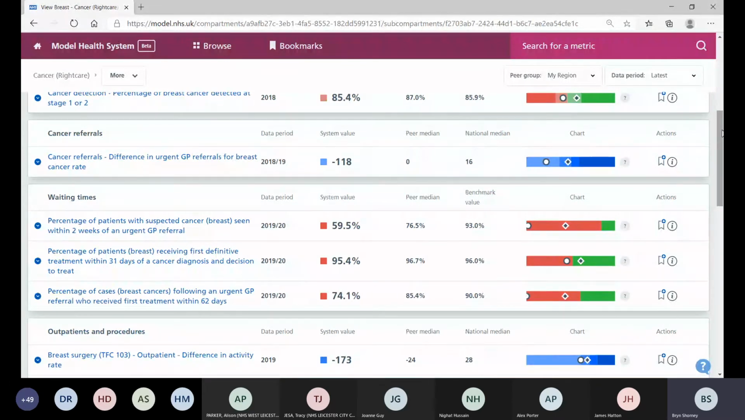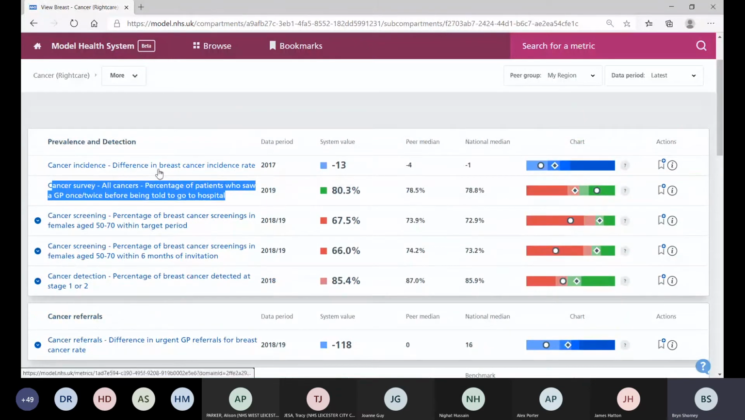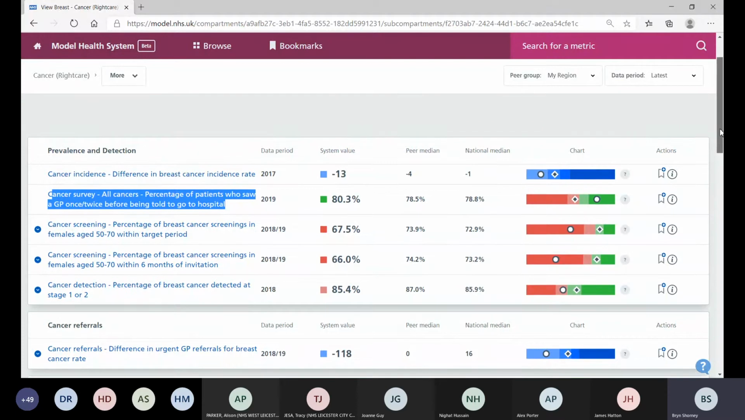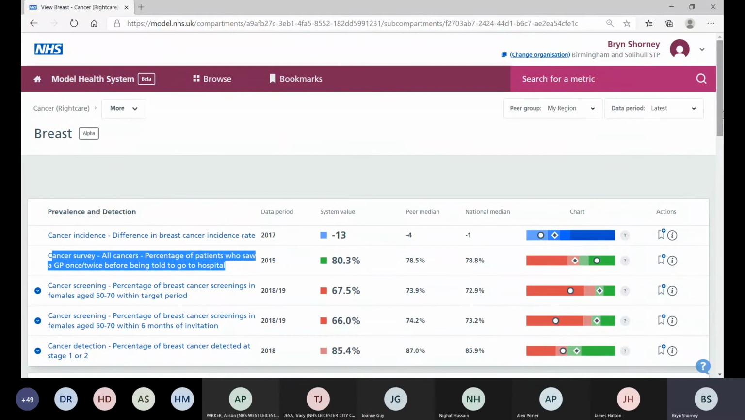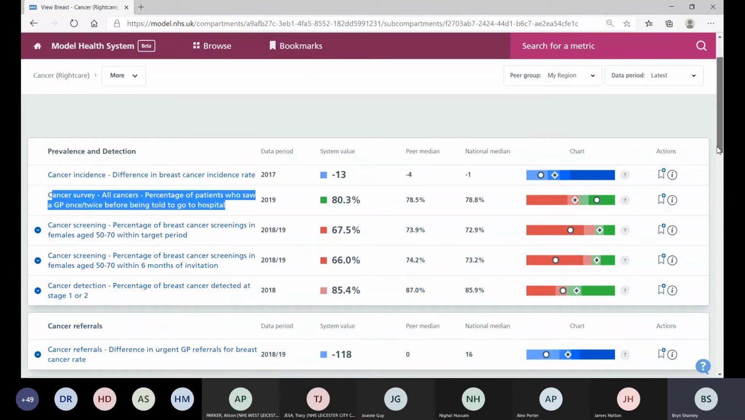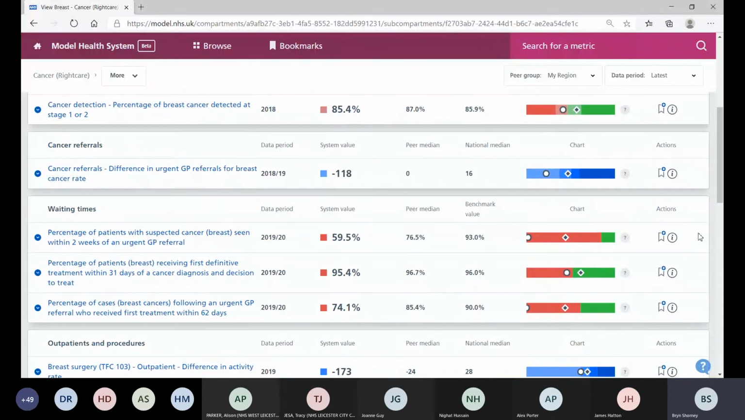So to loop back to the question earlier about whether low spend on cancer is a good thing, that would very much depend on the prevalence rate. So we've got the cancer incidence here. Birmingham and Solihull has a much lower rate of breast cancer incidence, so we would probably expect them to have slightly lower spend. But you'd want to consider that alongside the screening and the stage of detection and the referrals and the waiting times and everything.